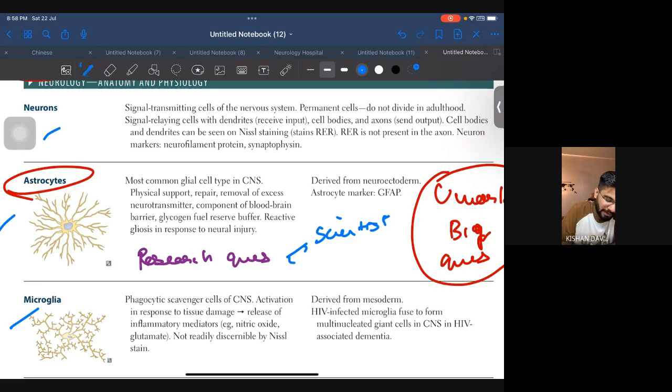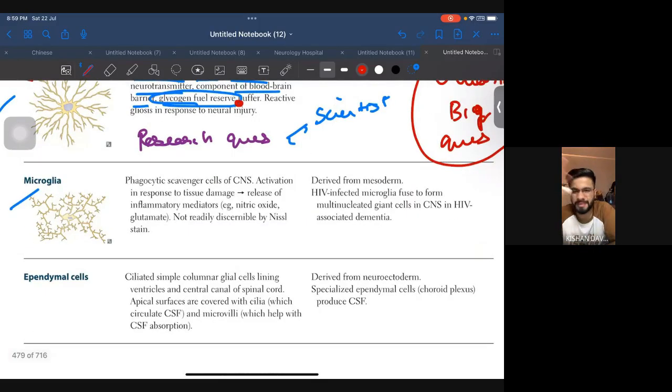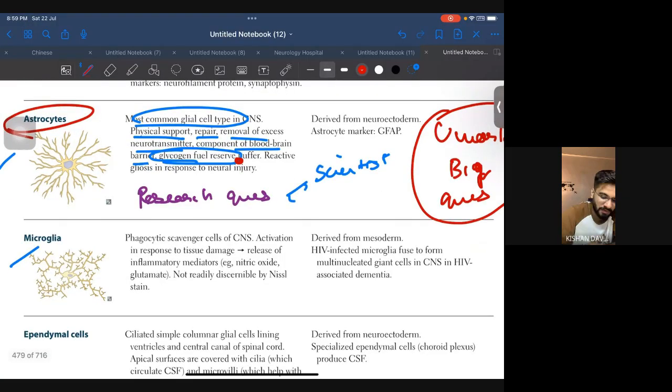So now what they will say is the most common glial cell type, which we know already. So they will ask you for the function. Okay, so let's just see: physical support, repair, removal of excess neurotransmitter, component of blood-brain barrier, glycogen fuel reserve, very important. Okay, in UL one question is there. There are five options, and in each of the options they mention the functions of astrocyte. So you have to pick out which of the following combinations was correct. Sometimes they give you the functions of microglia, sometimes the functions of ependymal cells or oligodendrocytes, something like that. So you should be thorough with the astrocyte functions, very important.